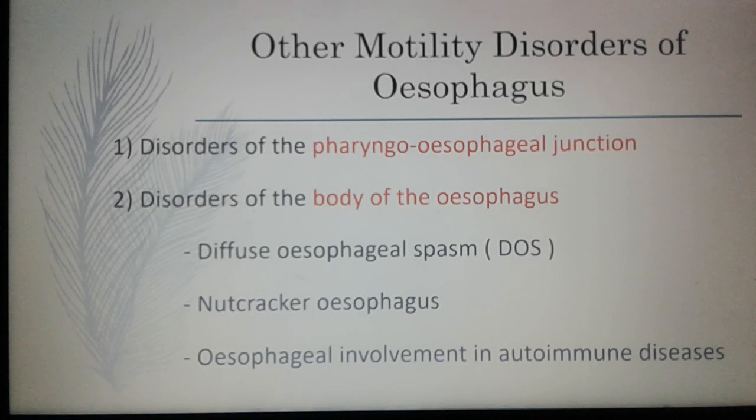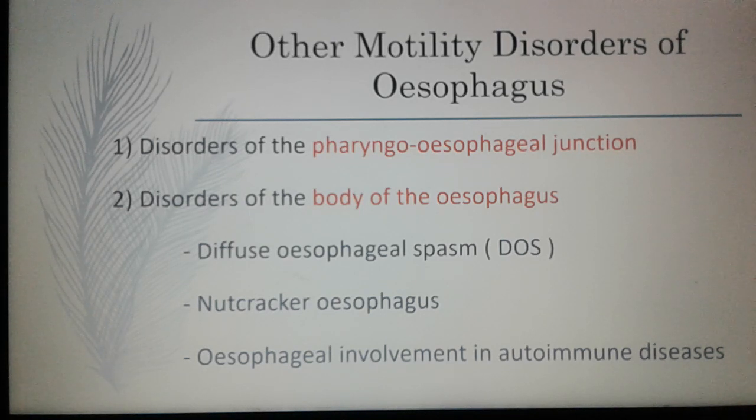The first group is the disorders affecting the pharyngoesophageal junction. Second group affects the body of the esophagus. In the first group, the pharyngoesophageal junction, one example is Zenker's diverticulum. Now in the body of the esophagus, the various disorders we have include diffuse esophageal spasm, an important one.